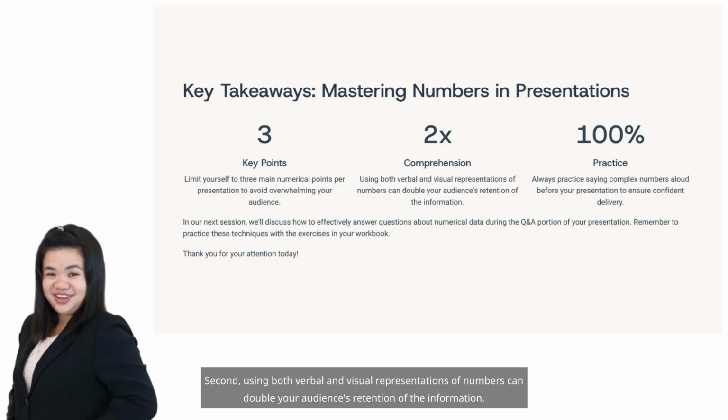Second, using both verbal and visual representations of numbers can double your audience's retention of the information. And third, always practice saying complex numbers aloud before your presentation to ensure a confident delivery.